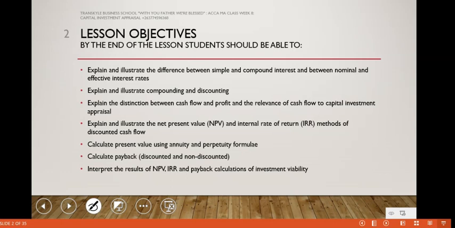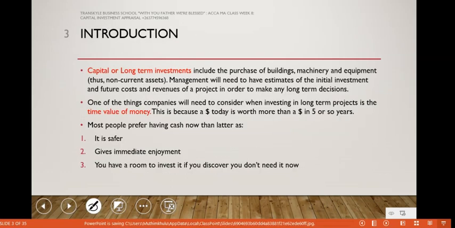Calculate present value using annuity and perpetuity formula. Calculate payback, discounted and non-discounted. Interpret the results of NPV, IRR, and payback calculations of investment viability. So these are the objectives we hope to satisfy by the end of the video.